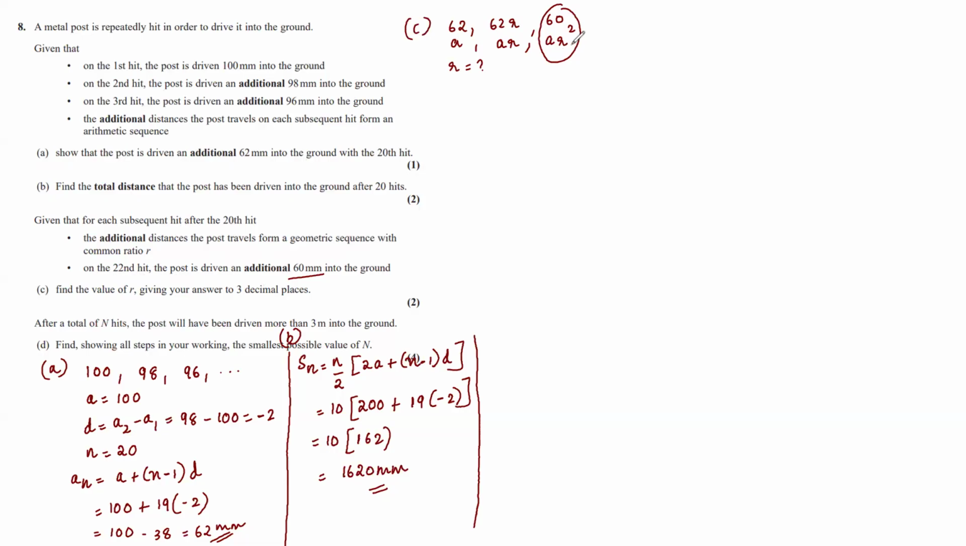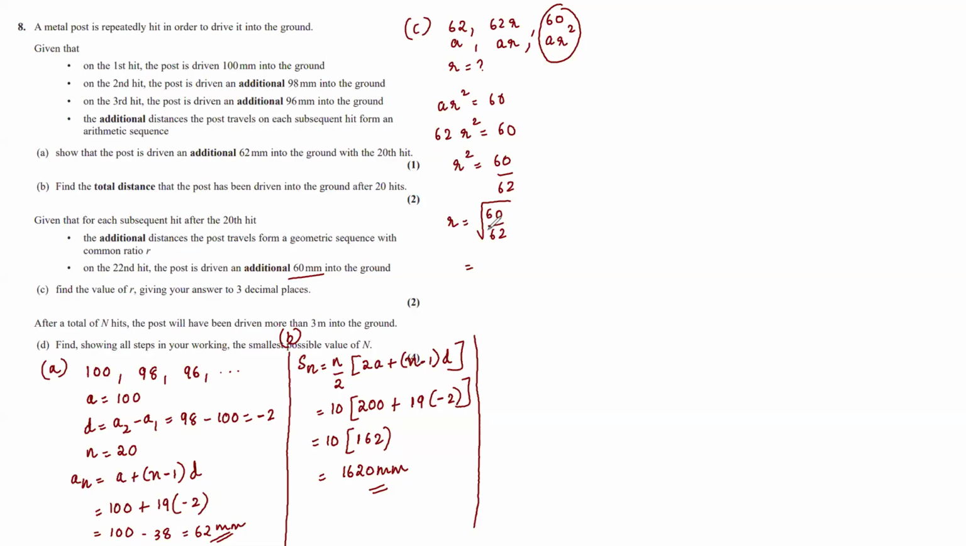And we know it's the third term in the geometric sequence. If it is the third term in the geometric sequence, it is ar squared. Now, ar squared equals 60 and a we know it is 62. That is the first term of this geometric sequence. 62 r squared equals 60. Therefore, r squared will be 60 divided by 62. r will be the square root of 60 divided by 62.